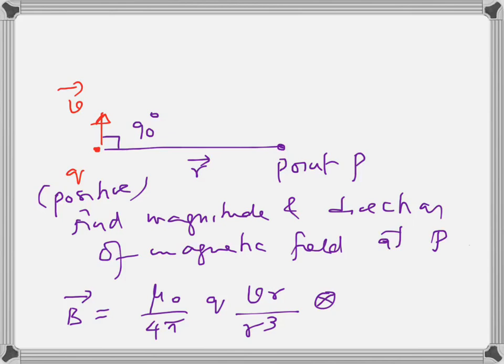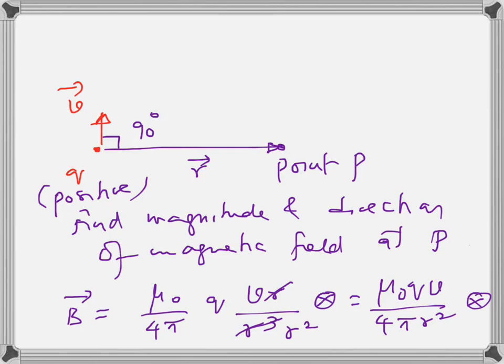See, the R vector and V vector are joined by tails, forming a plane containing them. Put a screw at the junction perpendicular to the plane and rotate from V to R by the smaller angle. So you are rotating the screw by the smaller angle, meaning clockwise, it goes into the plane. So this V R and this R cube will become R square. So the final answer is mu naught QV by 4 pi R square, directly into the board.